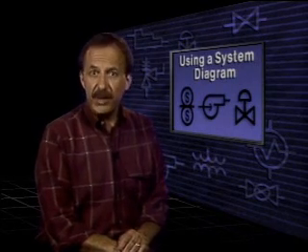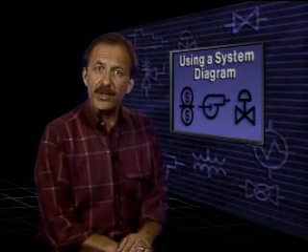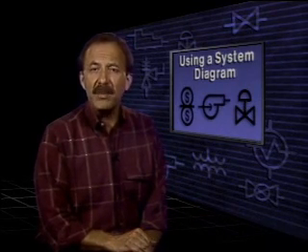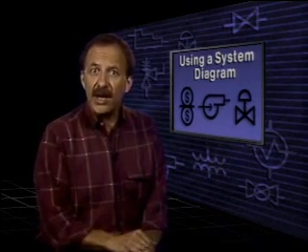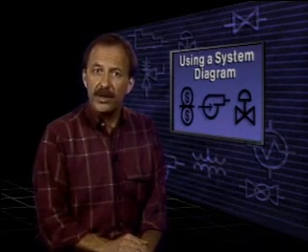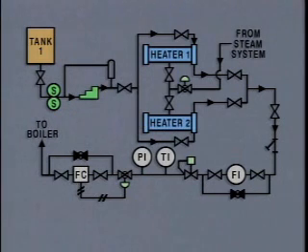System diagrams can be a big help when you're finding your way around a process system for the first time. As an example of how we can use the information on a system diagram, let's follow along on a diagram as we trace the fuel oil system for an oil-fired boiler. This diagram represents the fuel system for the boiler.